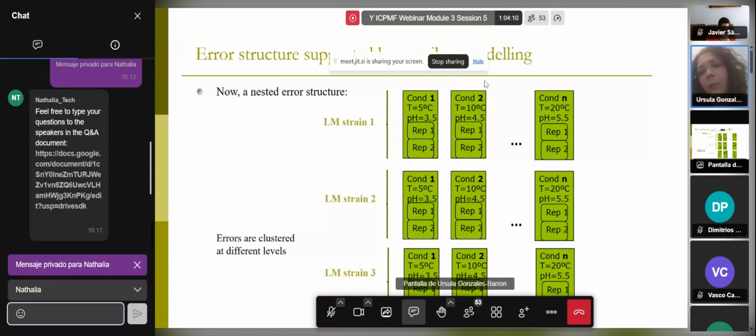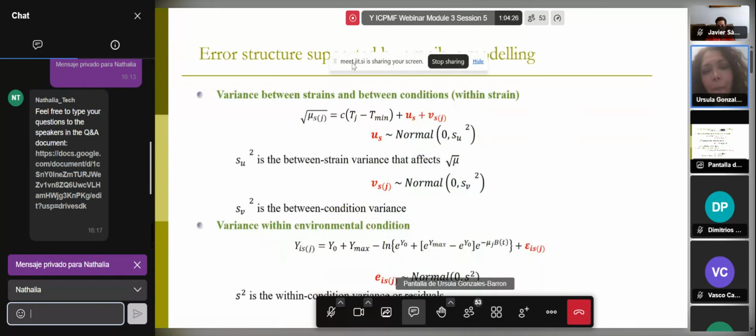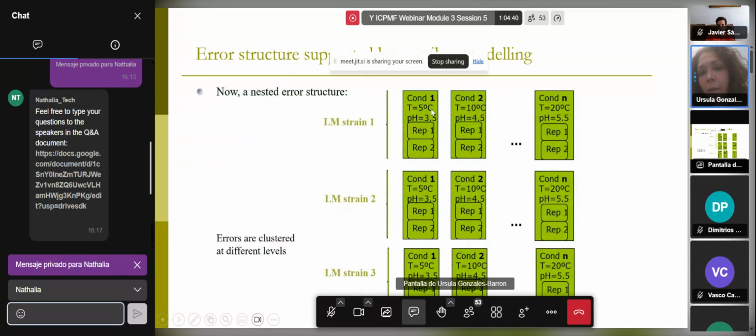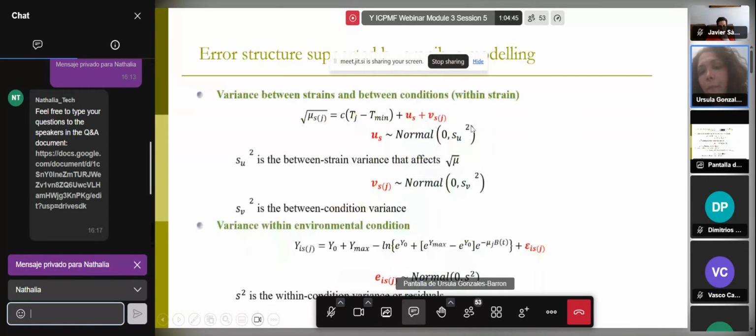And therefore, when we specify the omnibus modeling, we have to give the nested error structure. Okay, because here there are correlations at 2 levels, or clustering, we can call it clustering. The errors are clustered at 2 levels now. And I will explain. In the previous case, we had the variance between conditions. Now you will have the variance between conditions within a strain. Variance between conditions within a strain is represented like this V.